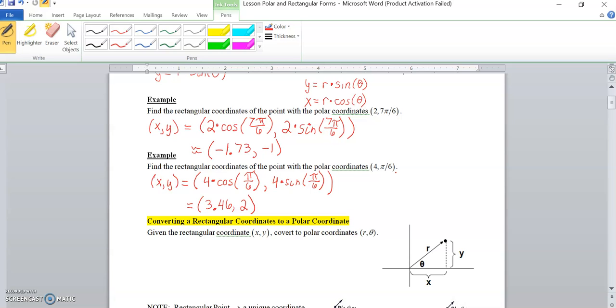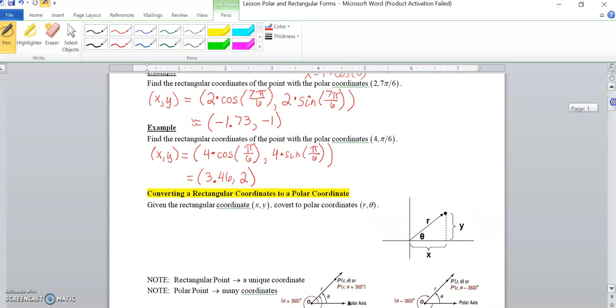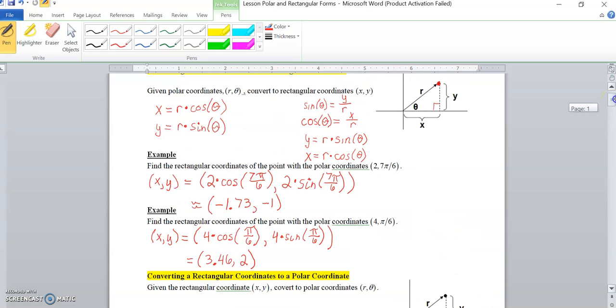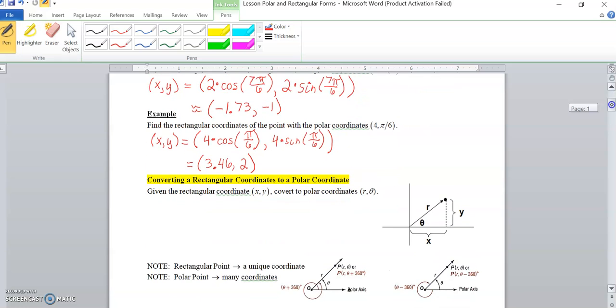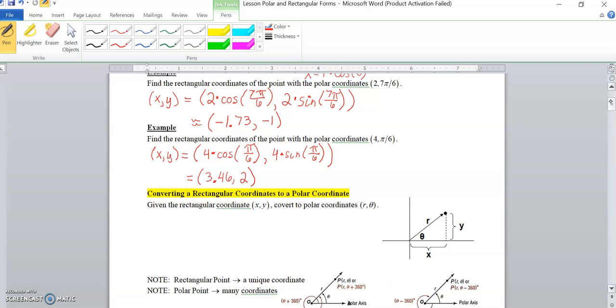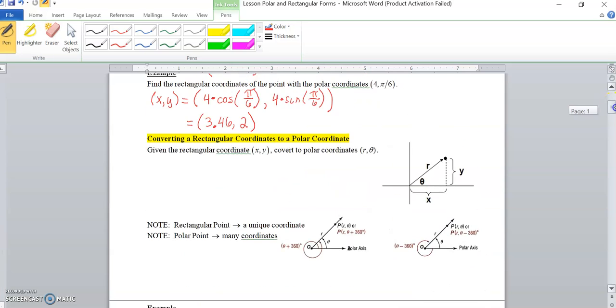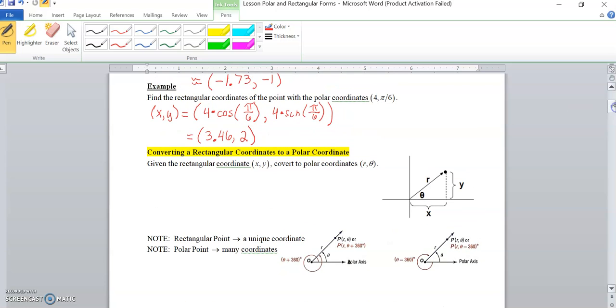I will pause the video here. This is a good spot to stop and transition, because that is going one direction. That's going from polar to rectangular. The next thing we're going to cover is converting the other way, from rectangular to polar, which is not any more difficult. It's just the math gets a little bit longer, but it's the same idea, just we're kind of working backwards.